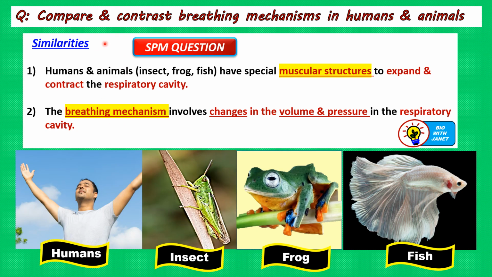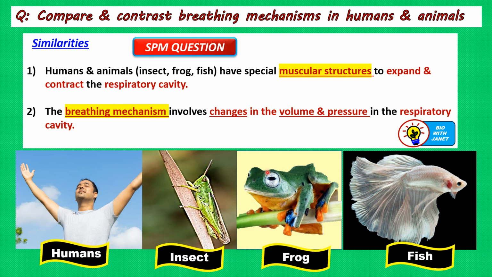Now in conclusion, let's summarize the comparison of the breathing mechanisms in humans and animals. As we have discussed, the similarities are as follows. Humans and animals such as insects, frogs, and fishes have special muscular structures to expand and contract the respiratory cavity. For humans, we have the diaphragm, for example, which is a muscular structure that can expand and contract the thoracic cavity, right? And say for frogs, we have the muscular structure, which is the floor of the buccopharyngeal cavity, to expand and contract the cavity inside the mouth.